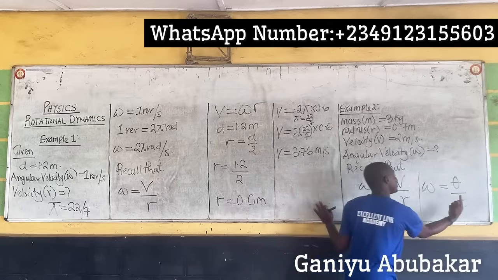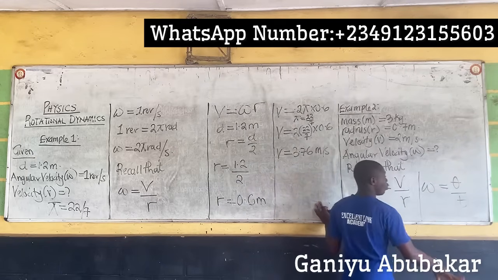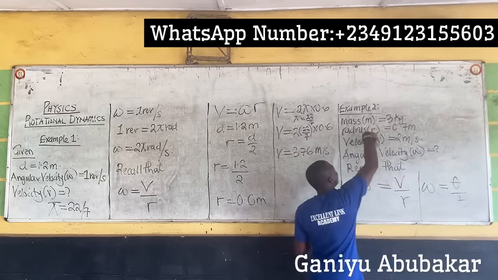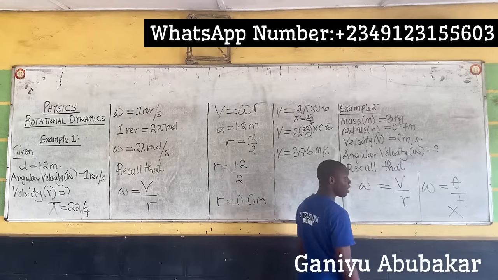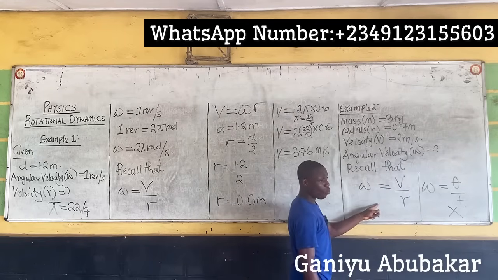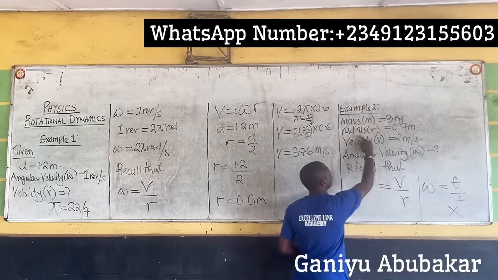Please look at this part here. Angle theta is not given here at all. Time is not even here. So it means that I'm not going with this formula here. Rather, I'm going with this one here. Why? Because velocity is given, radius r is given.